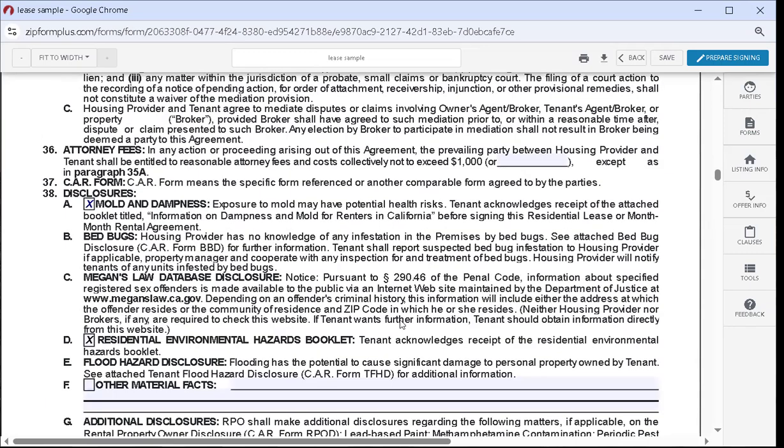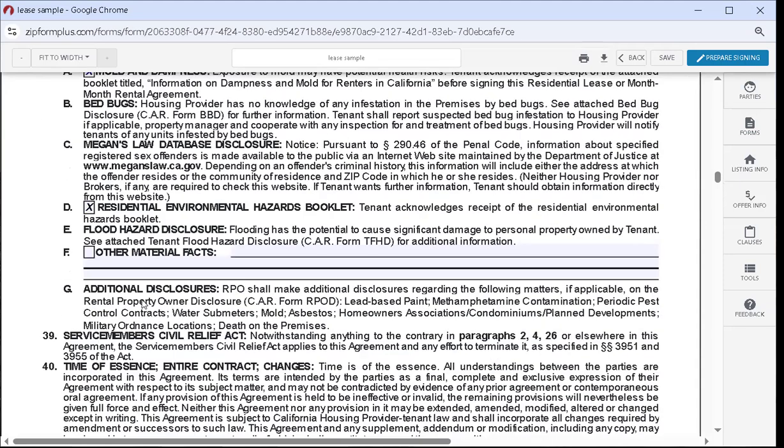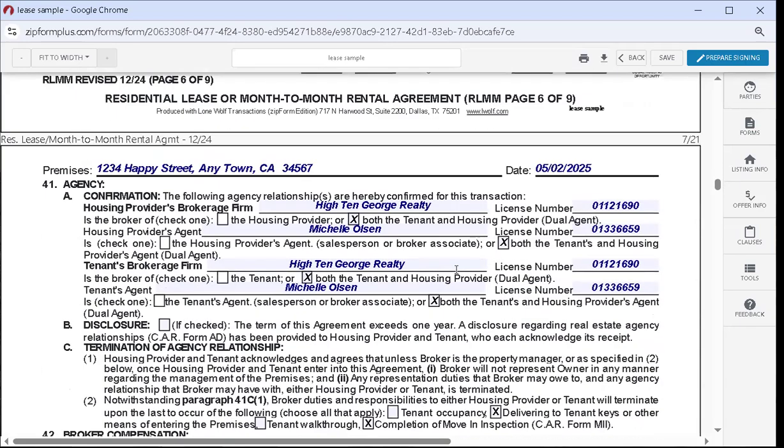Okay, I'm coming down. So the disclosures, it auto checks mold and dampness on 38A, but I like to give them 38D. I always check for the residential environmental hazards booklet. Once you check it, it auto populates. You can either print it and put it in the kitchen, on the counter, or whatever, I tend to give them that, okay? It's also going to populate with these other disclosures, bed bugs, flood hazard, things of that nature. So even though you have your agency disclosure, please make sure this is filled out properly.